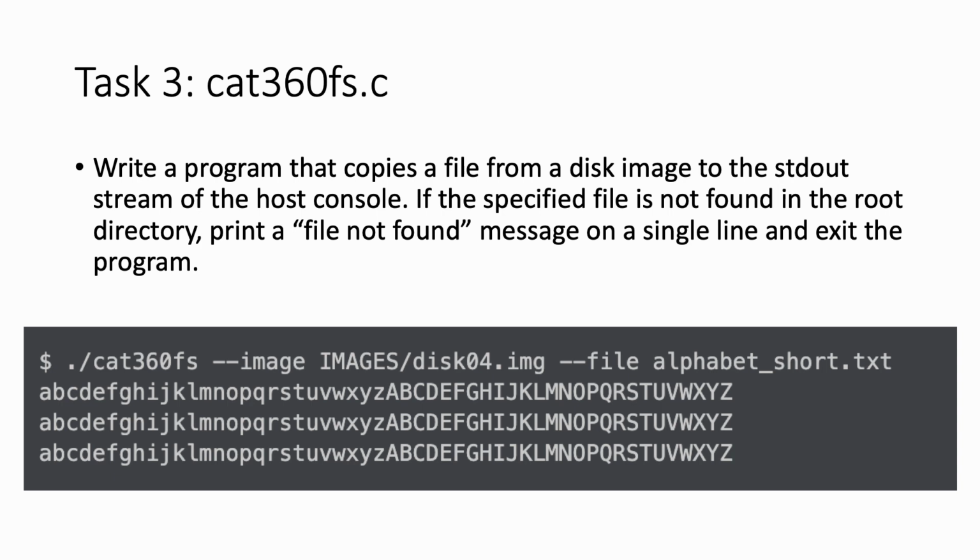So in this task, you need to first locate the first data block for this file, which you need to find in the root directory entry. And then you need to go to the FAT to find the following data blocks, and then go to the data blocks to read them one by one, and copy the content into the standard output.